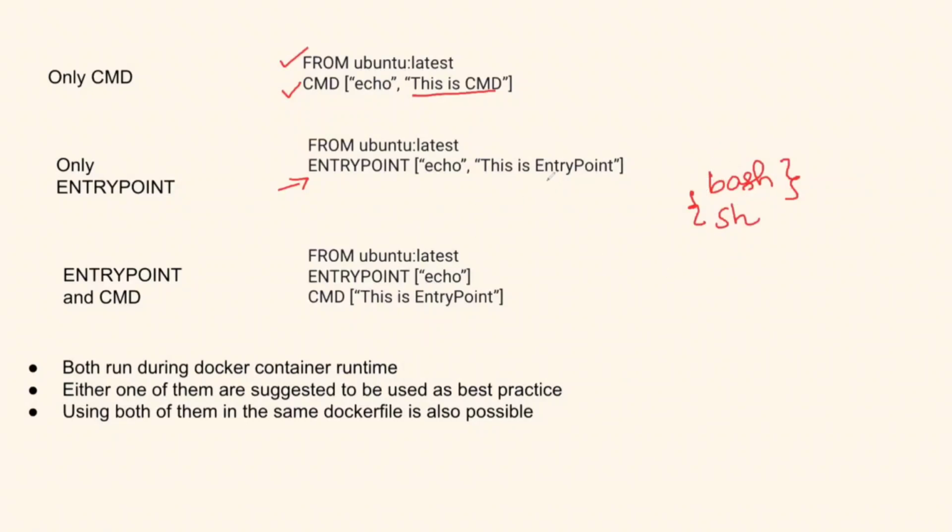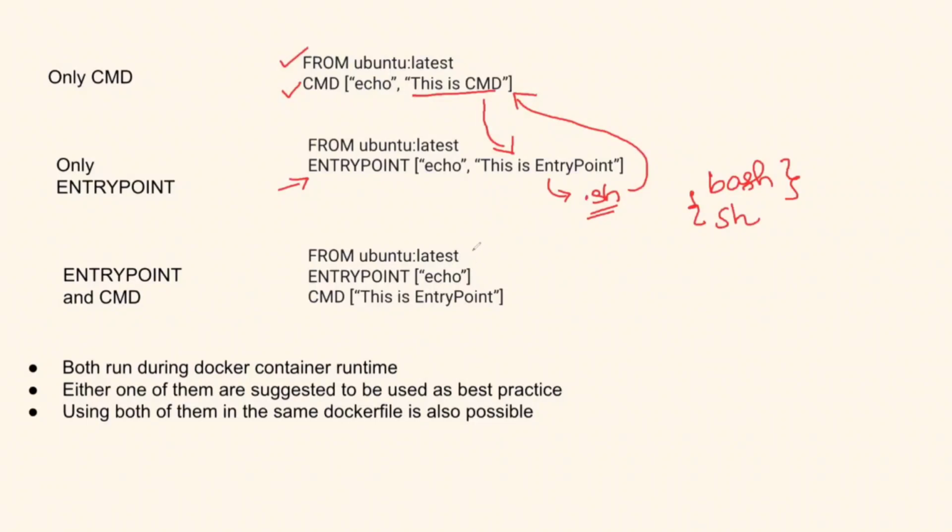Also, entry point is also used to run some .sh scripts, that is, shell scripts. And the output of the shell scripts can be passed to the CMD, or we can get the input from this particular CMD into our entry point. The best combination, of course, is using both of them in our Docker container, that is, the Docker image.